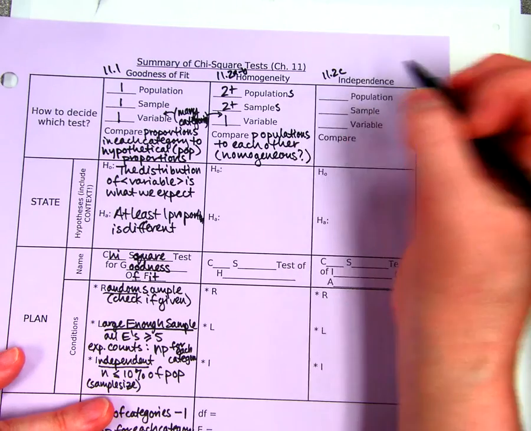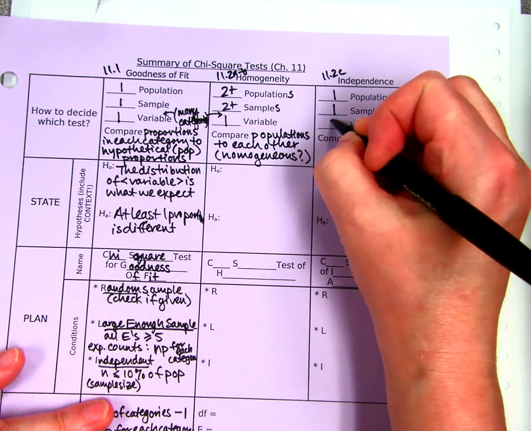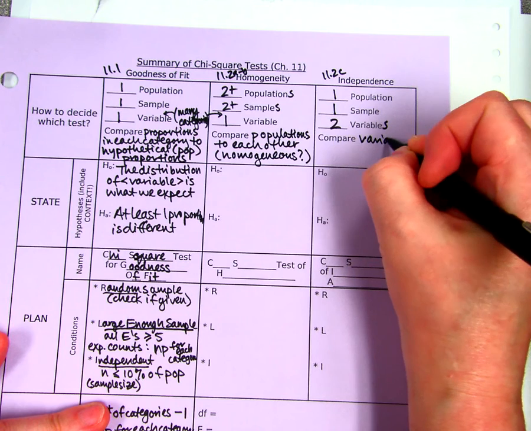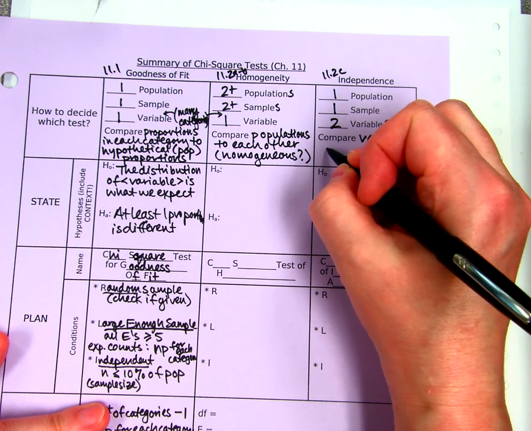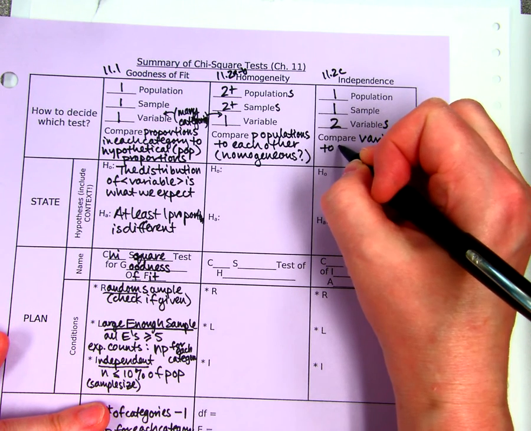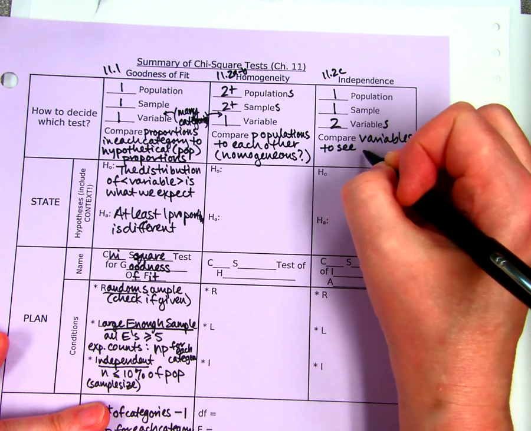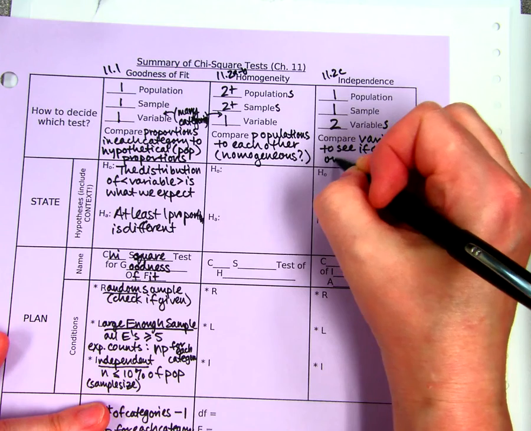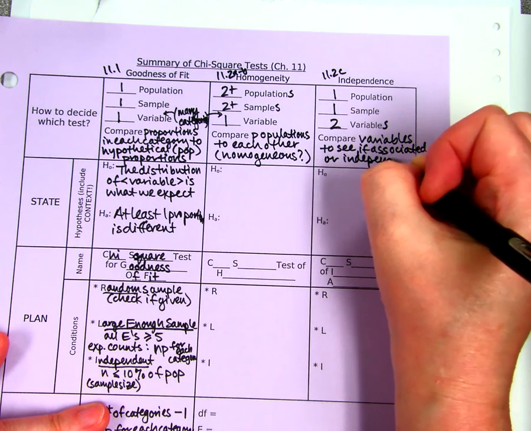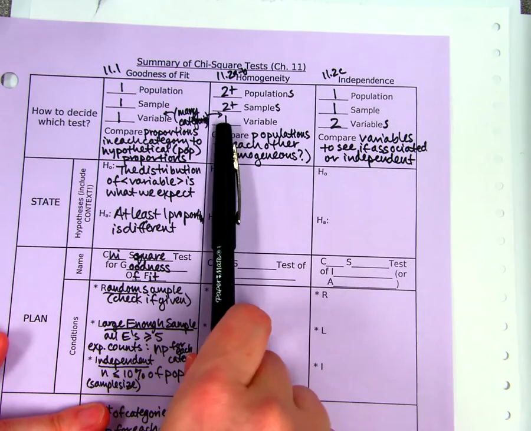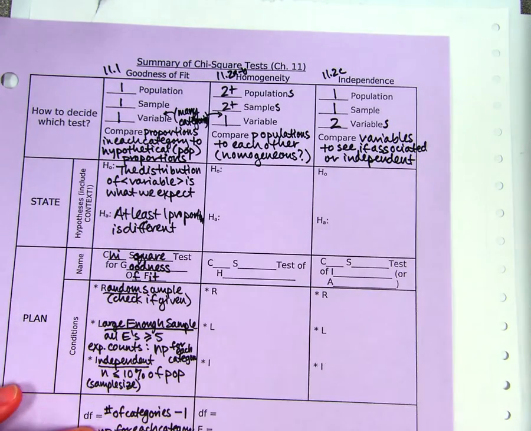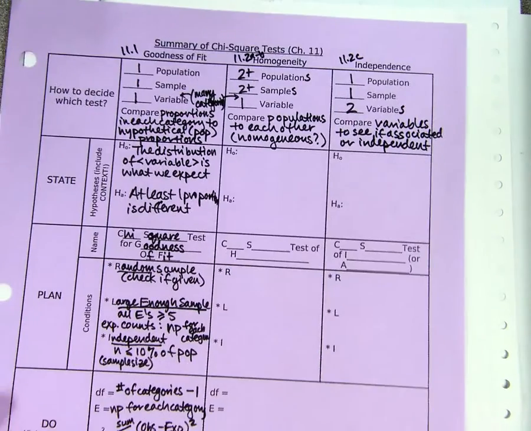And then independence is when we have one population and one sample, but 2 variables. So that's a major change. And we're comparing the variables to see if they're associated or independent. So it's sometimes called an association test. And the main difference between these two tests is the 1 sample versus 2 samples, but also the hypotheses are different. Everything down below is almost the same, so that's why this is all one big box down here, and for both, it's the same calculations.